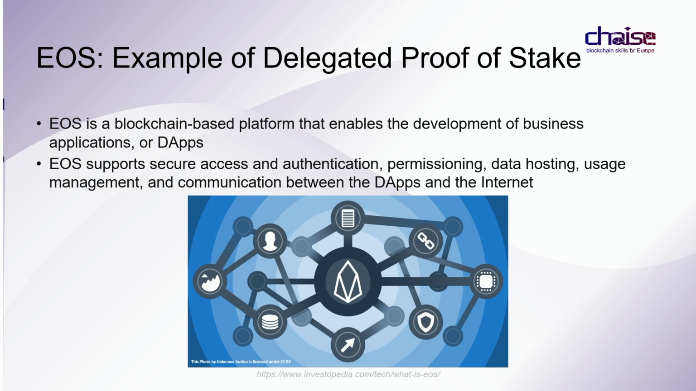An example of the application of delegated proof of stake is the EOS blockchain-based platform. It enables the development of business applications or dApps. EOS supports secure access and authentication, permissioning, data hosting, usage management, and communication between the dApps and the Internet. In principle, it is quite simple and similar to the Ethereum platform, but it uses delegated proof of stake for reaching consensus for transactions.